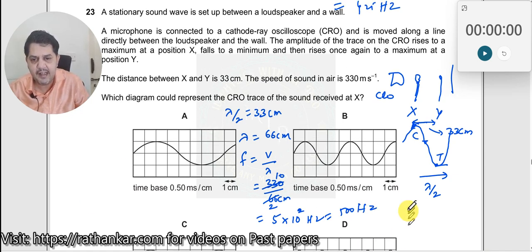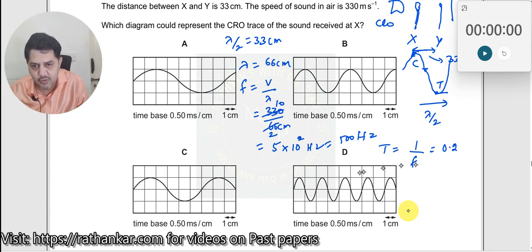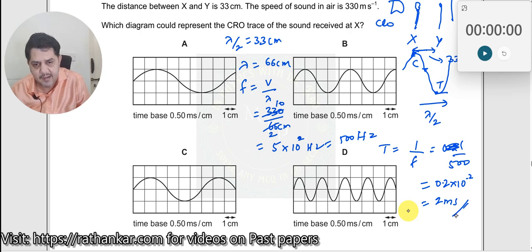Now how do I find the time period here? Time period should be equal to 1 by frequency, which should be around 0.2. Is it 0.2? No, it's not 0.2. It is 1 by 500. Let me write it down clearly. Which should now be equal to 0.2 into 10 to the power of minus 2, or it is 2 milliseconds. Time period is 2 milliseconds.